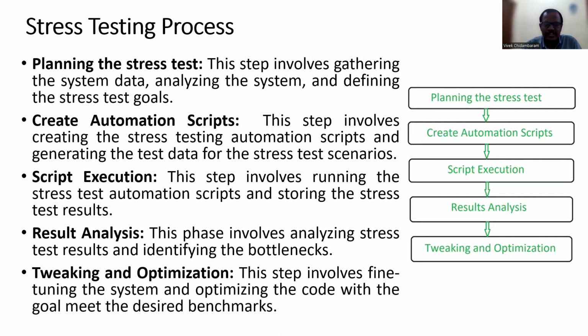And next, the stress testing process. What are all the processes involved in stress testing? First is planning, and next is creating the automation script and script execution. Depending upon the script execution, we'll be doing the result analysis. After the result analysis, we'll be doing the optimizations and checking whether the system has performed properly or not. All these things will be tested under this stress testing process.